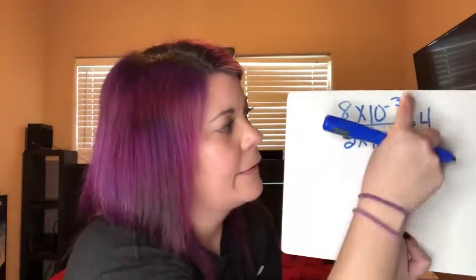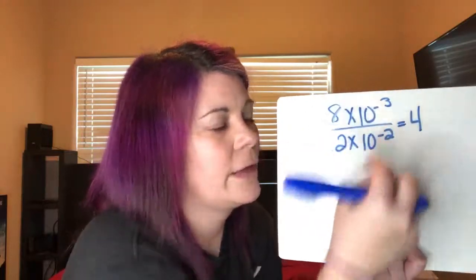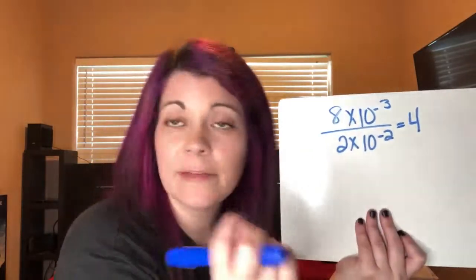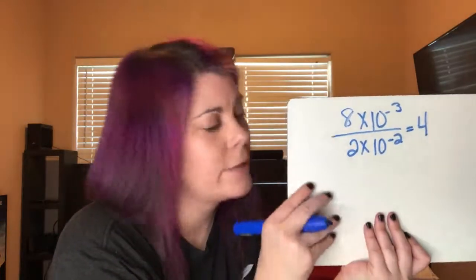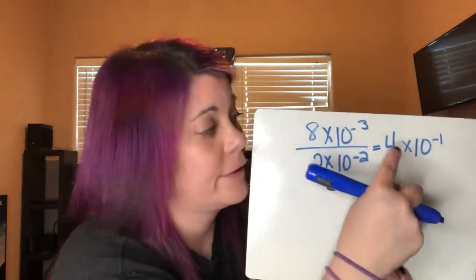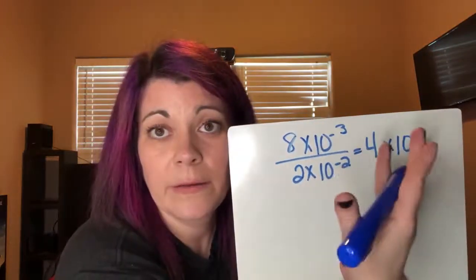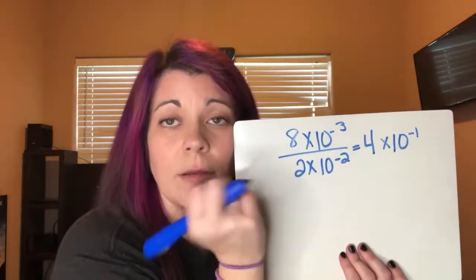So now you're going to apply the exponent property to this. So division, we subtract the exponents. Negative 3 minus negative 2 is a negative 1. So you have 4 times 10 to the negative 1 as your answer, because negative 3 minus negative 2 is negative 1. And now it is already in scientific notation, so you don't have to do anything. Let's do another one.